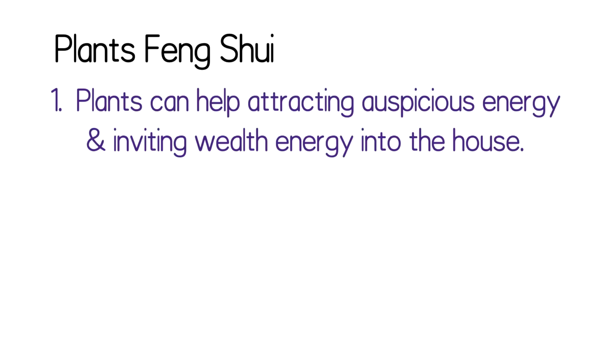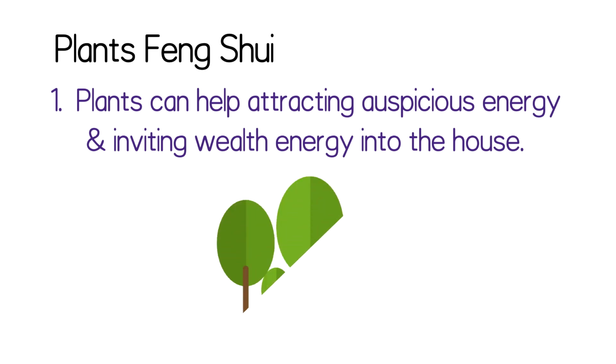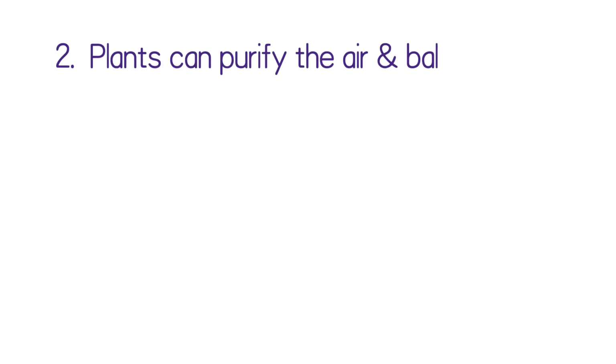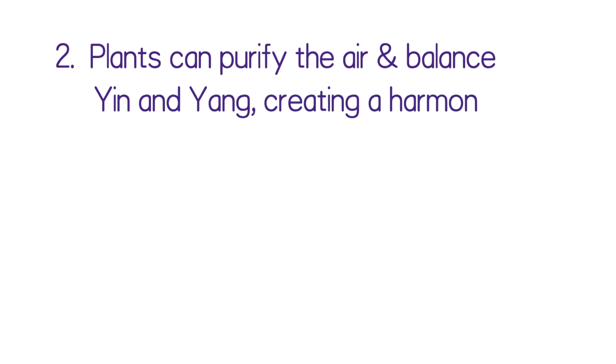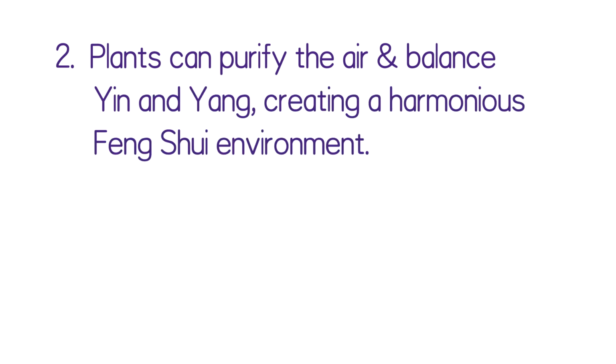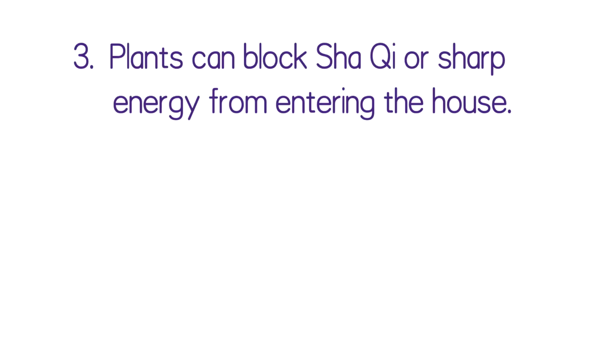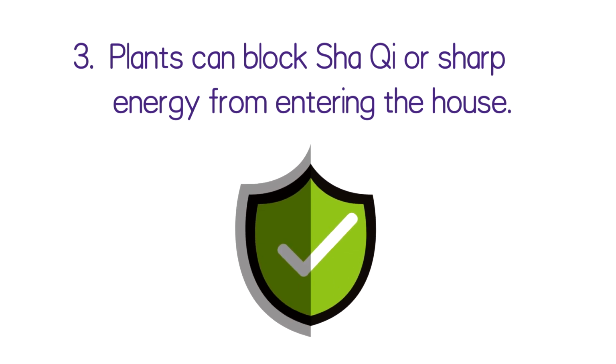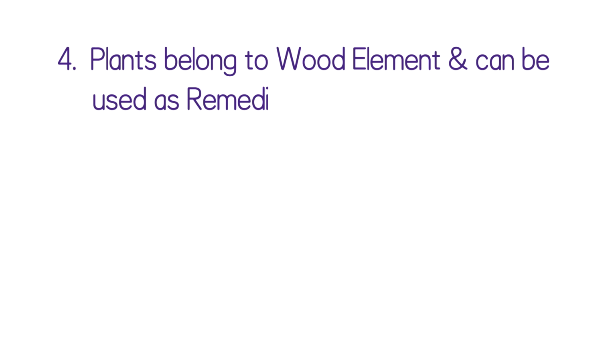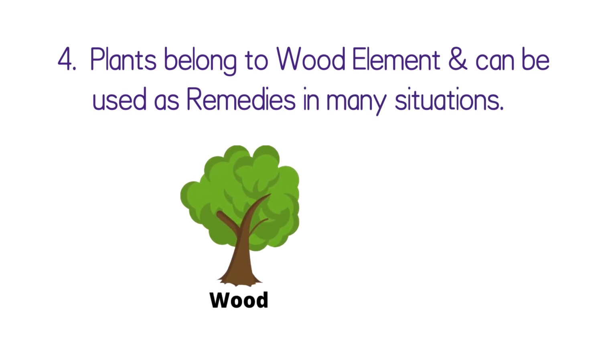Number 1, plants can help attract auspicious qi or energy and invite wealth into our house. Number 2, plants can purify the air and balance yin and yang, creating a harmonious feng shui environment. Number 3, plants can block sha qi or sharp energy from entering the house. Number 4, plants belong to the wood element of the 5 elements. They can be used as remedies in many situations.